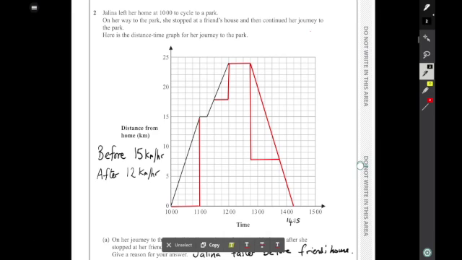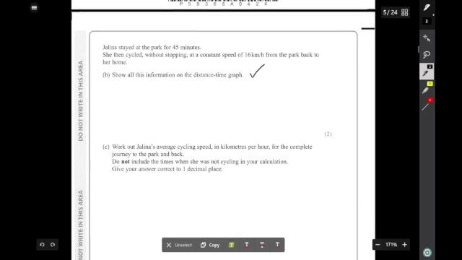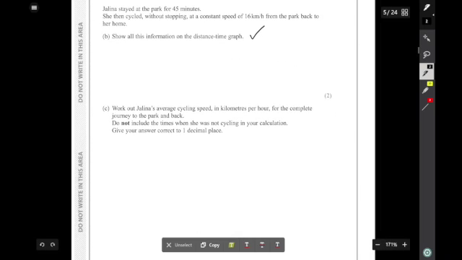We're not going to include that. She's cycling between 10 and 2:15 or 14:15. So that's 4 hours 15 minutes, but an hour off, she's not cycling, so that's 3 hours 15 minutes. So she cycles 24 kilometers there and 24 kilometers back. So that's 48 kilometers she cycles in 3 hours and 15 minutes.